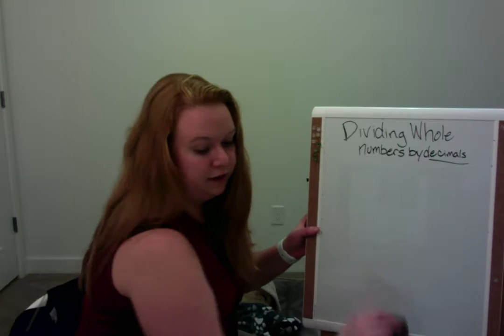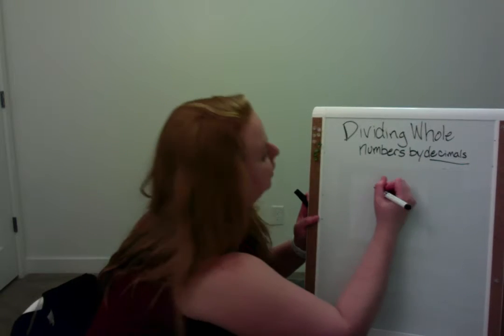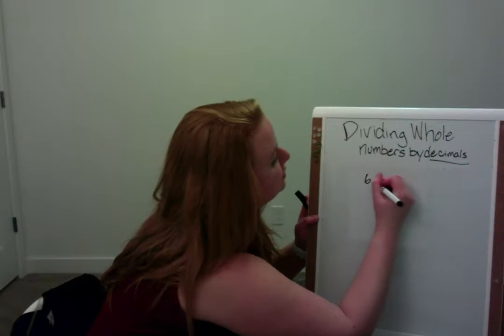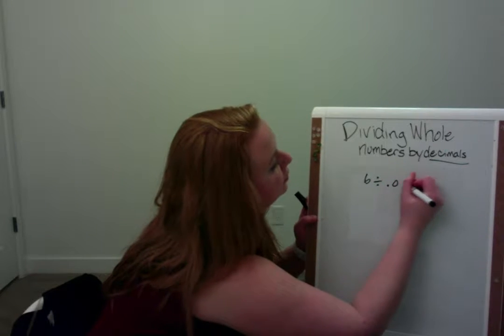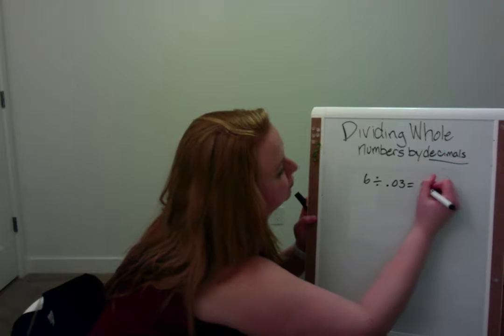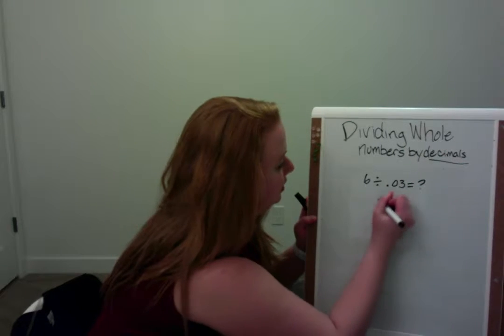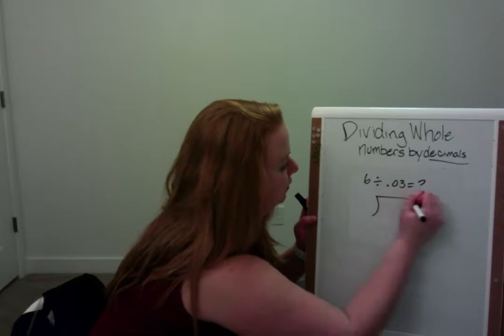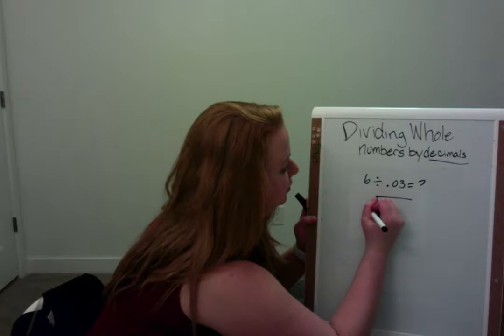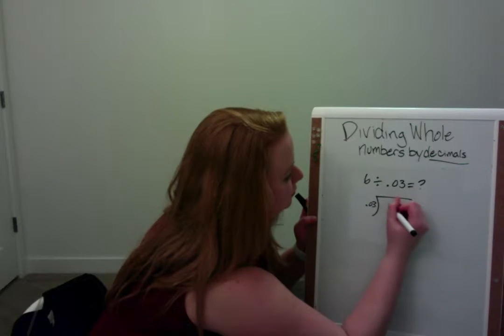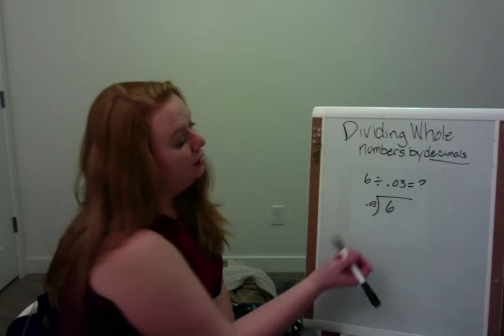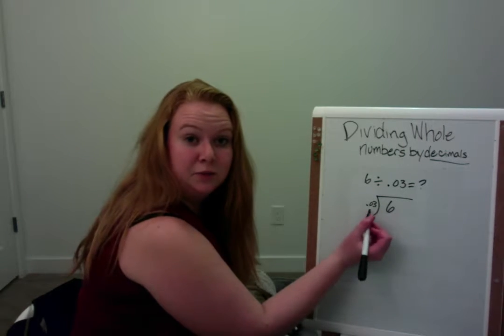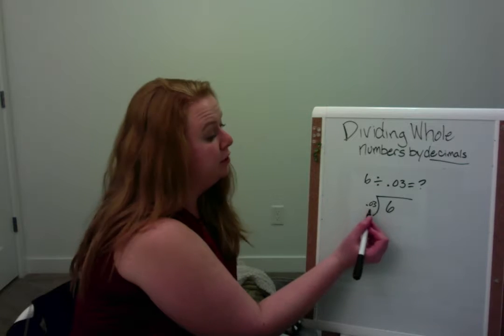Let's take a look at 6 divided by 0.03. So again, I like to start by setting it up long division style. Now, this one's a little trickier. The easiest way for me is to times it by a multiple of 10.